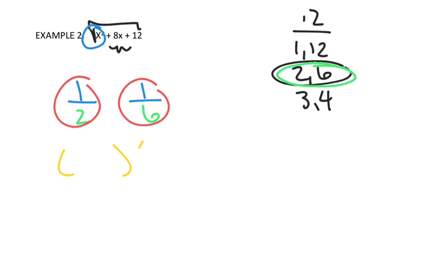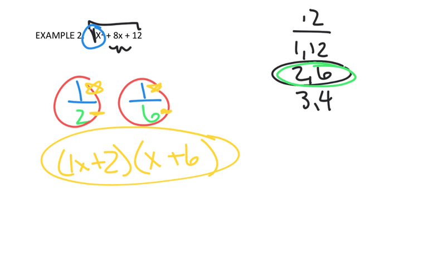Then you're just going to fill in your parentheses. So your numerator goes with your variable, which was x here, so 1x. Your denominator is whatever you're adding, so positive 2, so plus 2. Same thing for the second set. The numerator goes with your variable, so 1x. The denominator is your constant, so plus 6. And there's your answer.